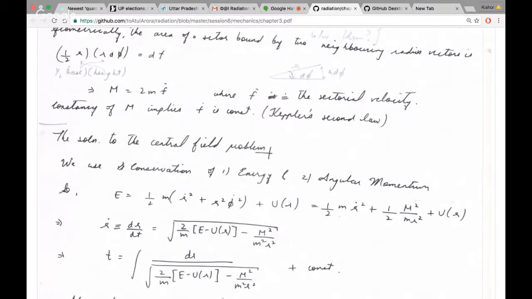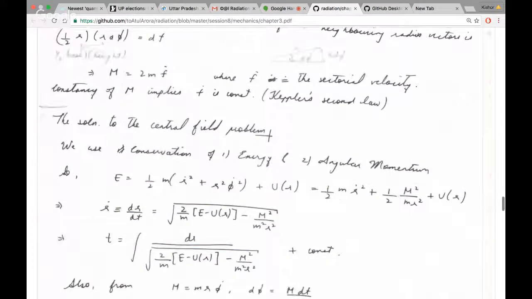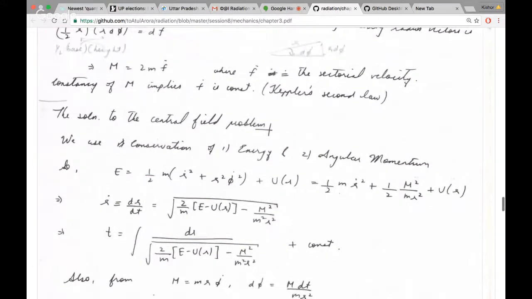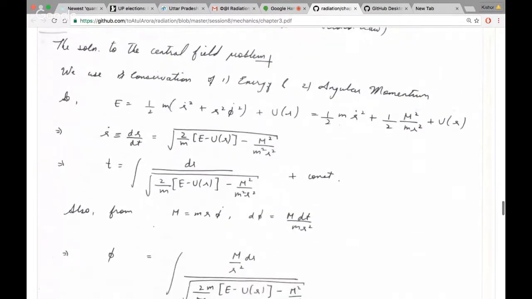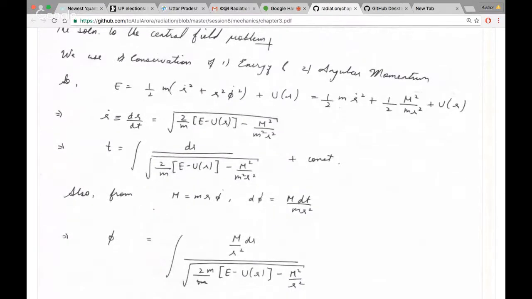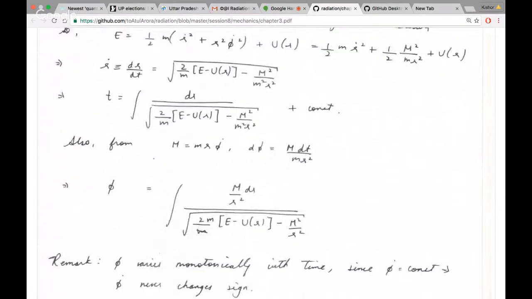From there you get r dot equal to dr by dt, and that is the square root of 2 by small m times (E minus U of r minus M squared by 2 small m r squared). So from here we get time as a function of r. Also from M equal to m r squared phi dot, d phi equals M dt by m r squared. So finally you get phi as a function of r.